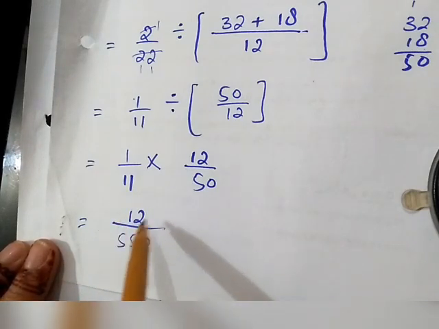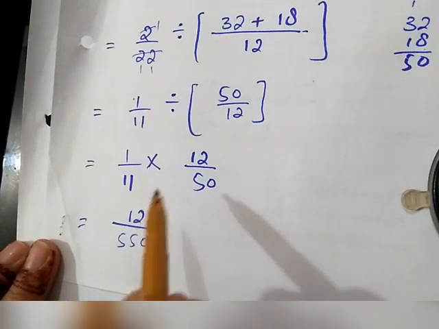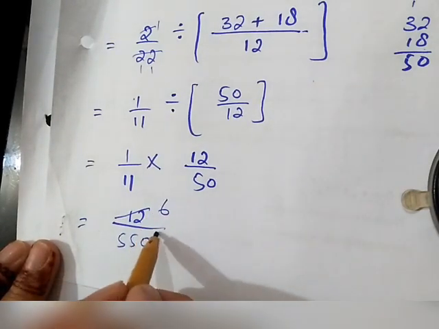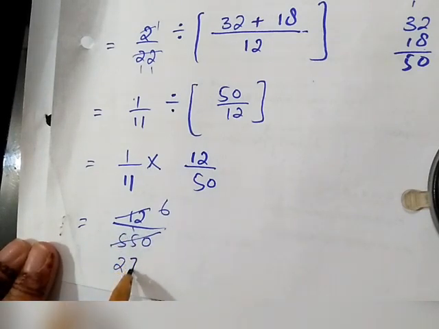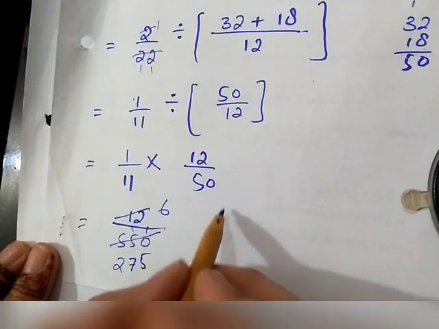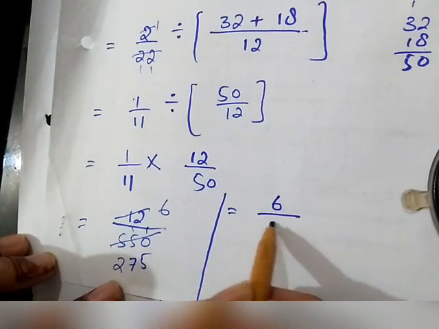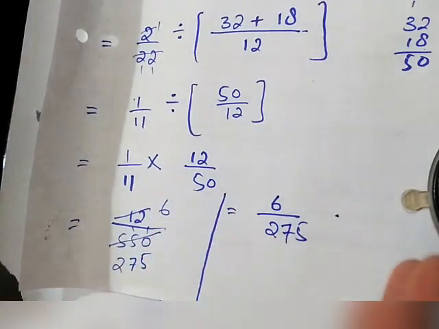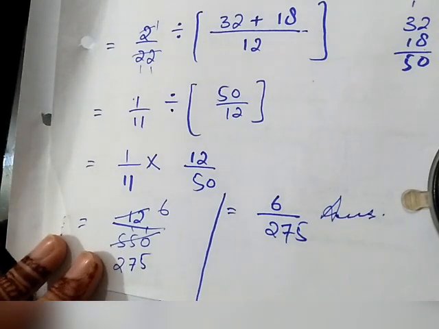Now we see if any cutting is possible, whether 12 and 550 can be cut with any table, so we do the cutting with these two terms. 2 6s are 12, 2 2s are 4, carry 1, so it becomes 5. 2 7s are 14, again carry 1 and 0. Now it becomes 10. 2 5s are 10. Now we have a new fraction, that is 6 divided by 275. It is not further simplified, and it is already a proper fraction, so we stop our question here. So that is our answer.